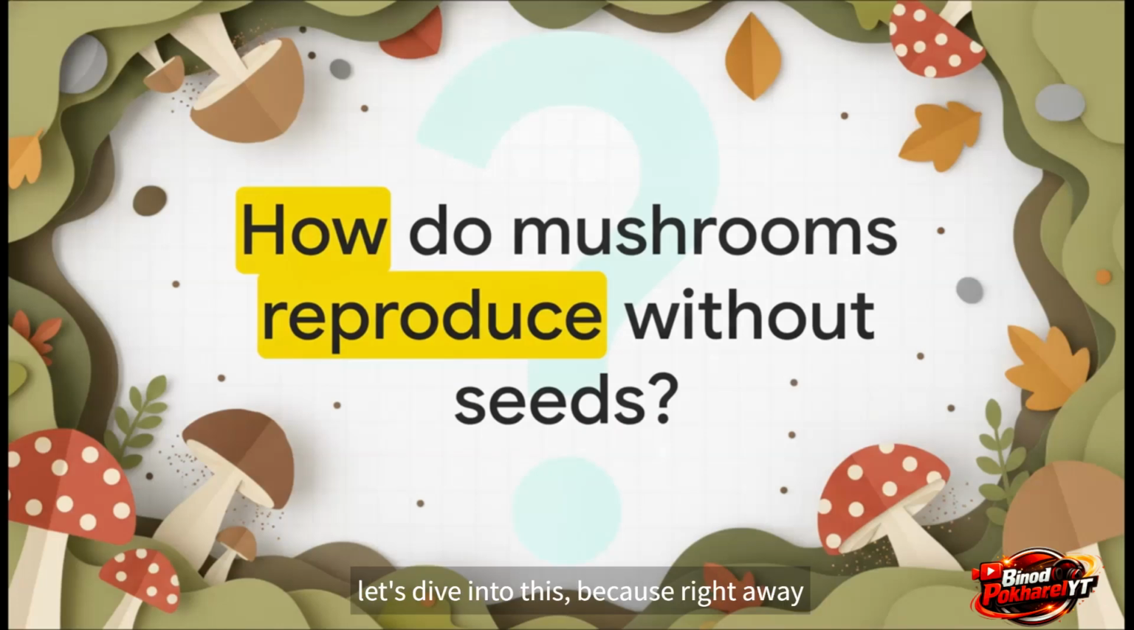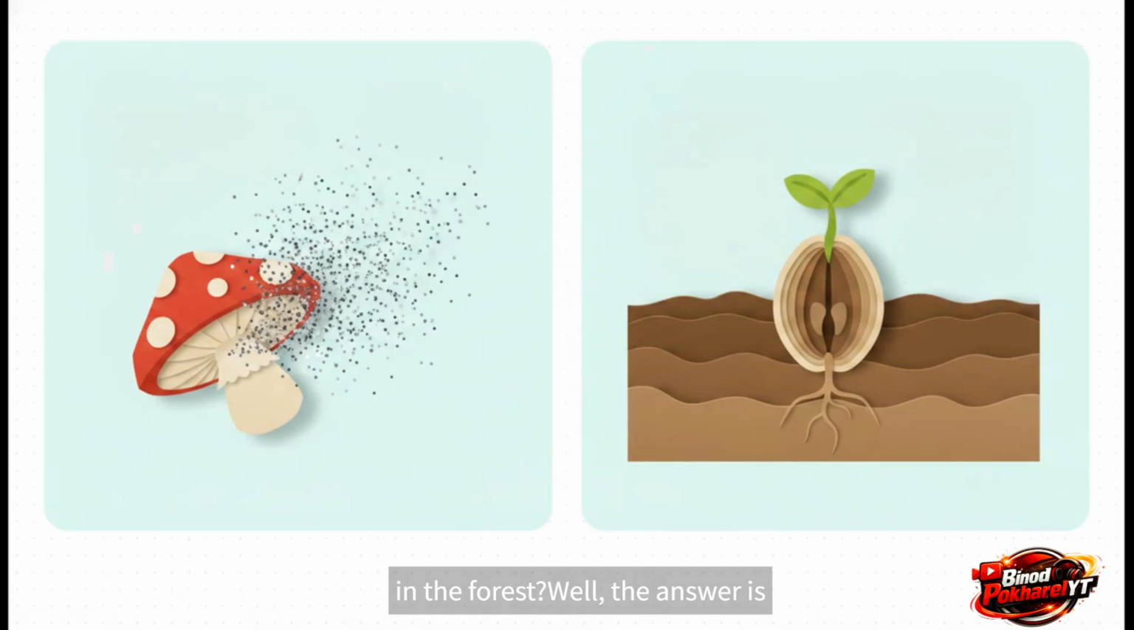Okay, let's dive into this, because right away we have to challenge a really common assumption. When we think about how things grow in nature, we almost automatically think of plants and seeds, right? You plant a seed, you get a flower, or maybe a tree. But mushrooms, they are not plants. If you were to slice open a mushroom, there is no way you'd ever find a seed hidden inside. So how on earth do they multiply? How does one single mushroom become a massive patch of them in the forest? Well, the answer is entirely different from what you might expect.